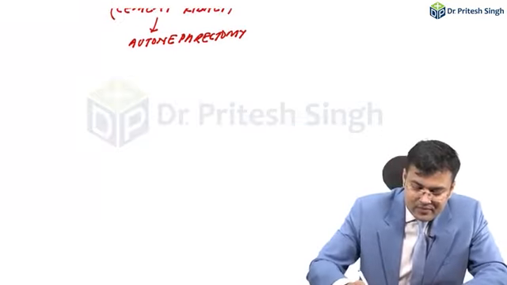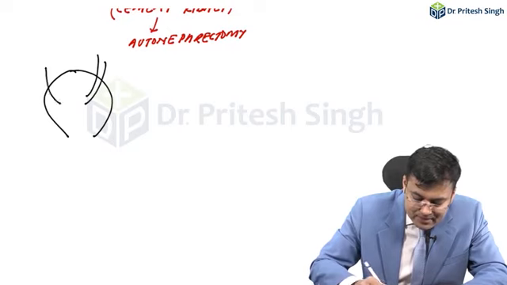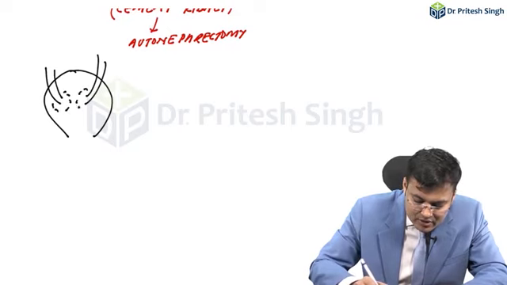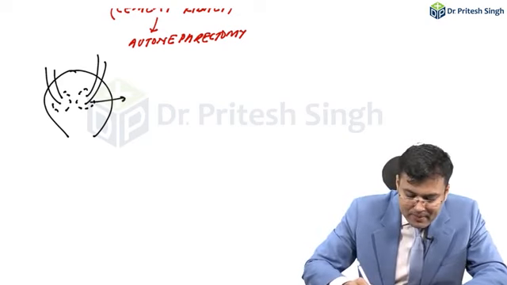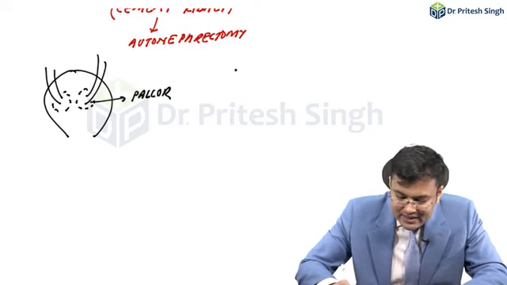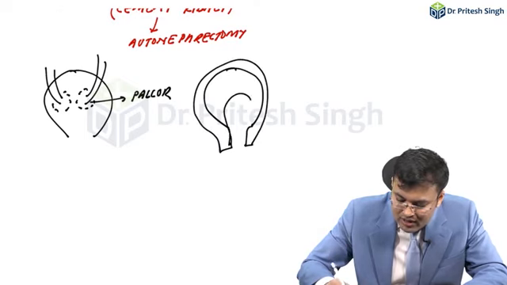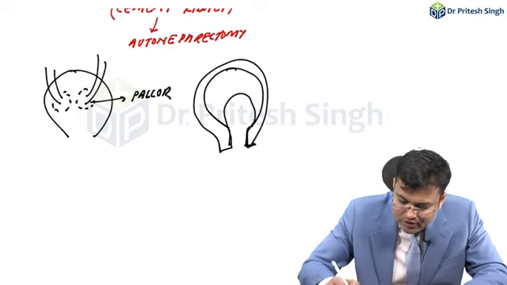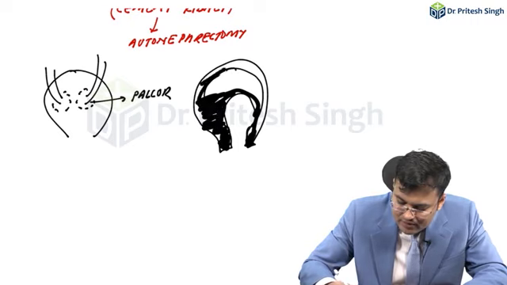See, in the bladder, what is the earliest change? There is pallor around the ureteric orifice. So if we perform cystoscopy, there is pallor around the ureteric orifice. In advanced cases, the bladder is small and contracted. So its lumen is small, capacity is small.